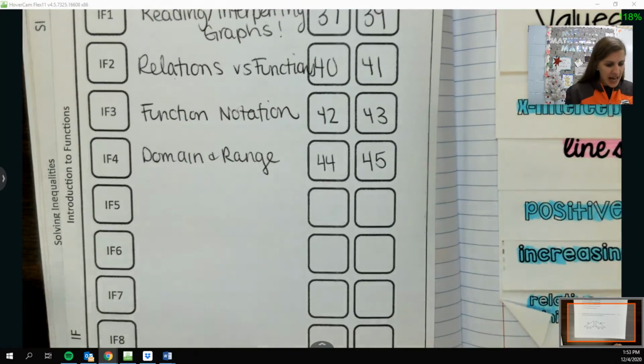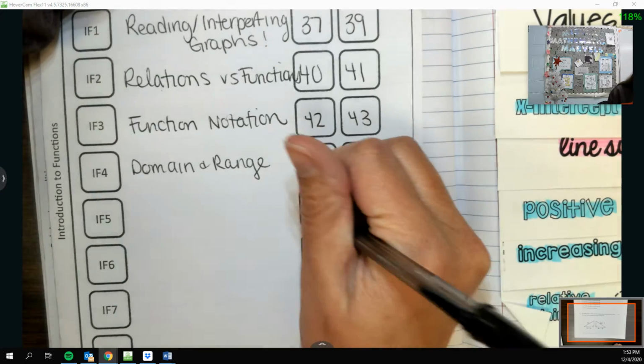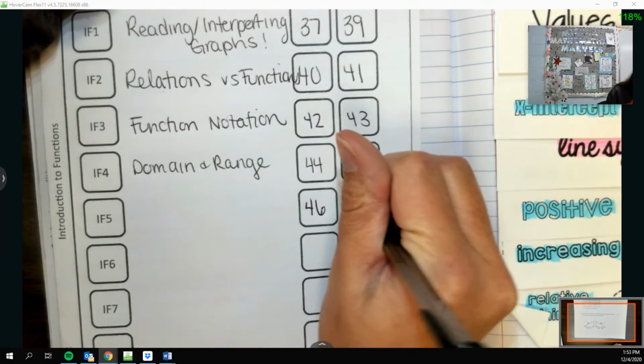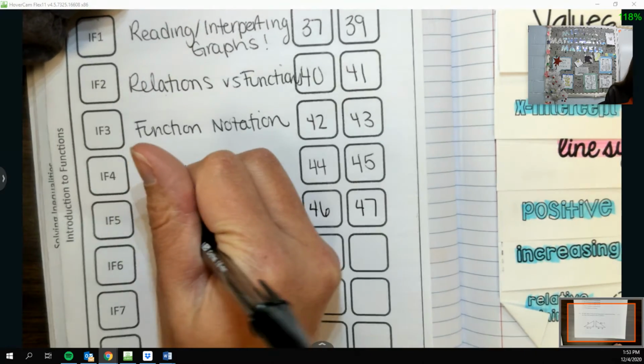All right, guys, so we're going to add some new stuff to our notebook. This is going to be on page 46 and 47, and we are going to talk about linear patterns.